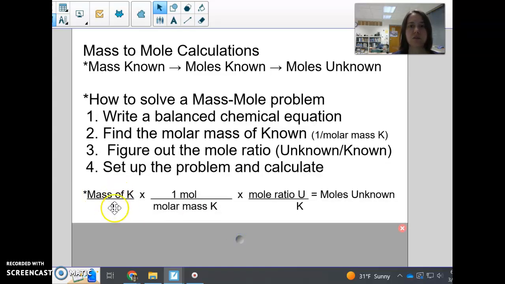So your mass of your known over 1 times 1 mole over your molar mass of your known times the mole ratio of your unknown over your known equals your moles of your unknown.